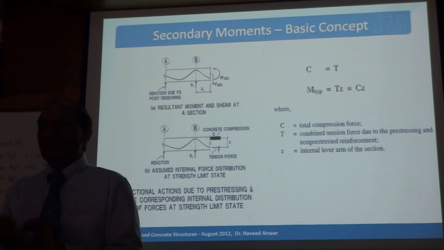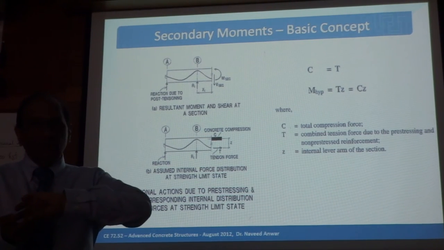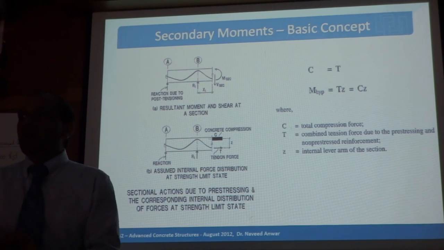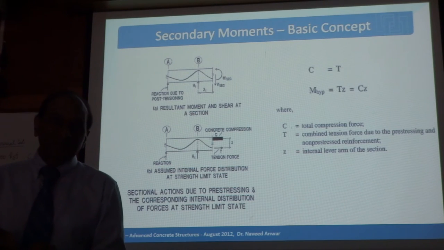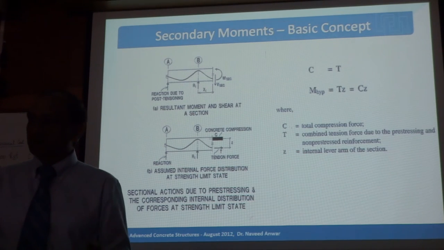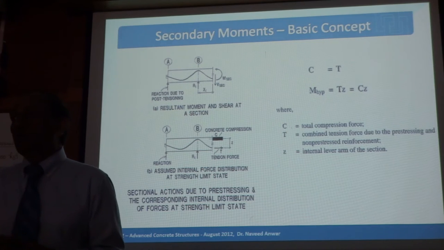Three loadings. Number one, actual loading, dead load, live load. Number two, the tendon loading. Number three, the secondary loading produced because of the tendon profile. Add them all in every stage of the construction, or every stage stress check should include these three effects.